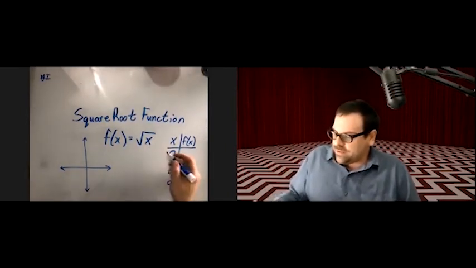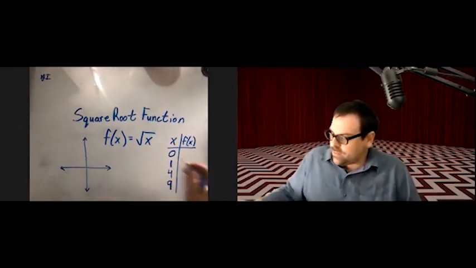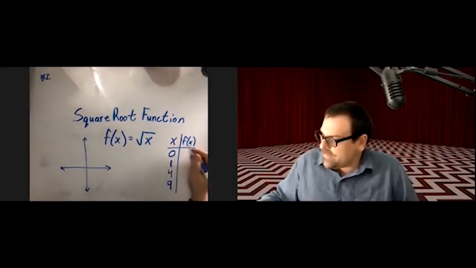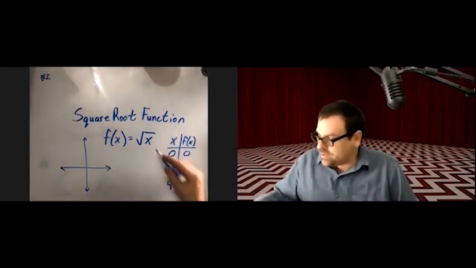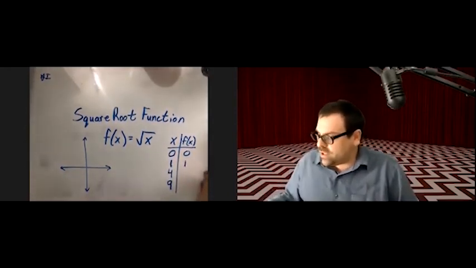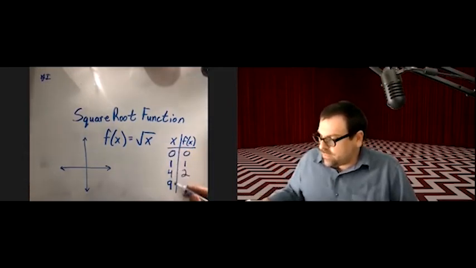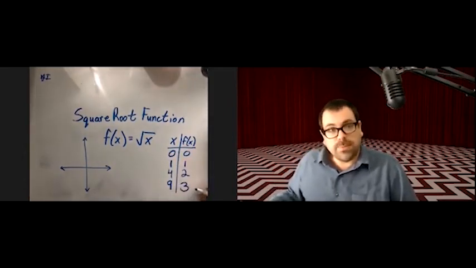The square root of 0, f of 0 would be the square root of 0. That's 0. The square root of 1 is 1. The square root of 4 is 2. The square root of 9 is 3.